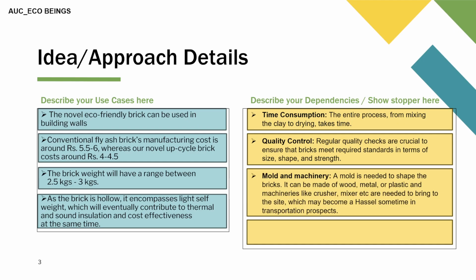Mold and machinery. A mold is needed to shape the bricks. It can be made of wood, metal, or plastic, and the machineries like crusher, mixer, etc. need to be brought to the site, which may become a hassle sometimes in transportation if the site is very far away from the city. Drying area. After molding, bricks need to be dried for several days to reduce moisture content. So it will be dependent on the climate or the surroundings.